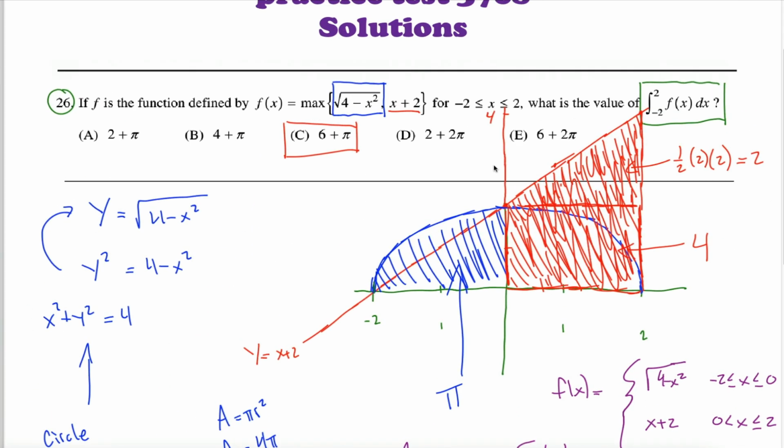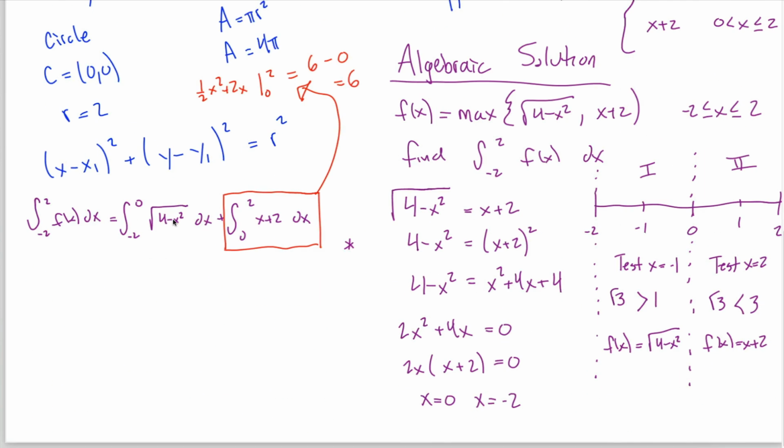Oh yeah, that 6 feels familiar, right? That's just this 6 right here, the area underneath this curve, y equals x plus 2, from 0 to 2. What about this one? Well, I may be missing something, but I think the easiest way to evaluate this is with a trig substitution.